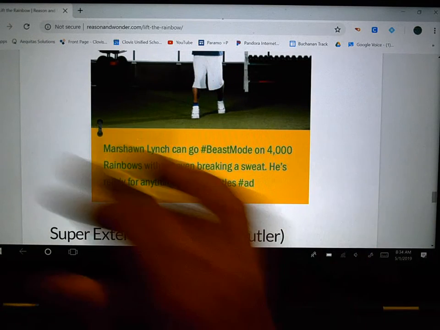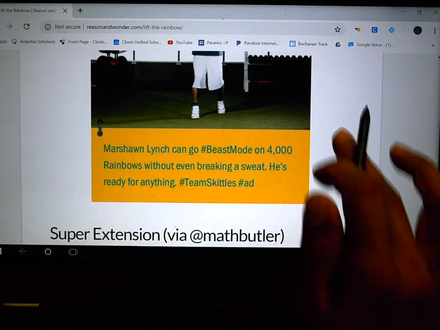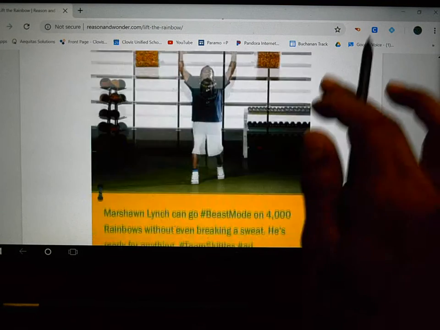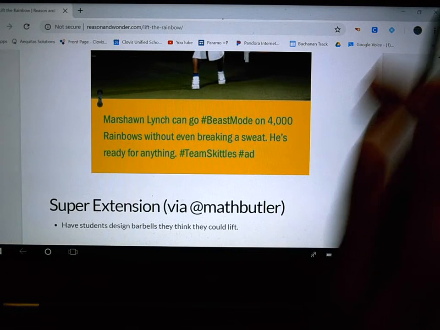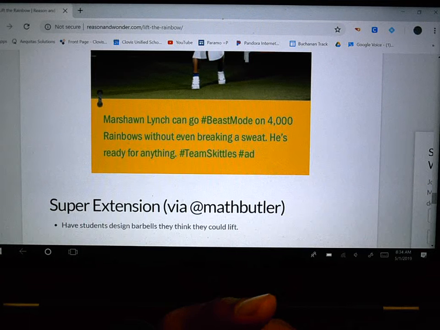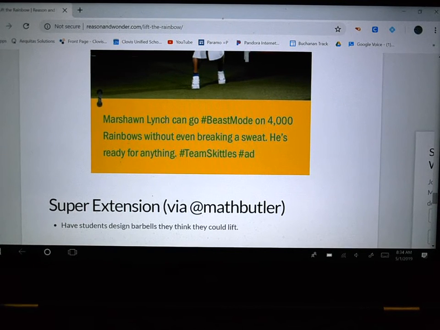I'm not sure how many Skittles it is, but that's what you're going to do today. You are going to get your worksheet and you are going to make some guesses. The very first question it asks is, what do you need to know to calculate the estimate range of how many Skittles are in the barbell?